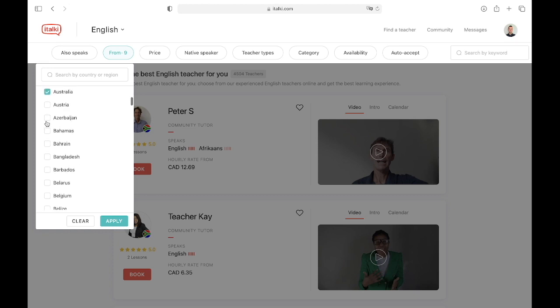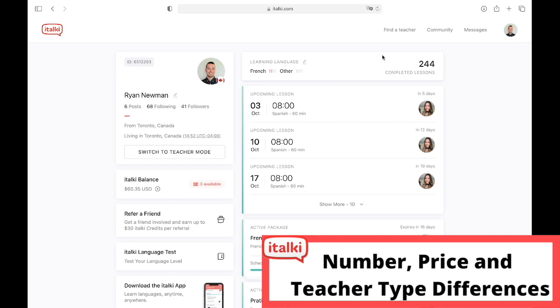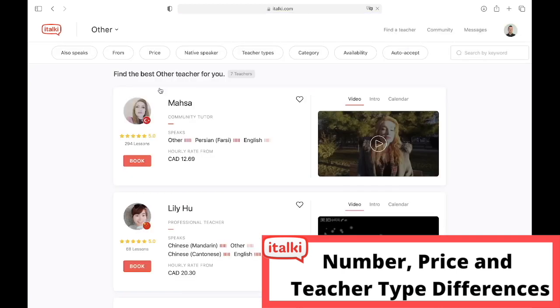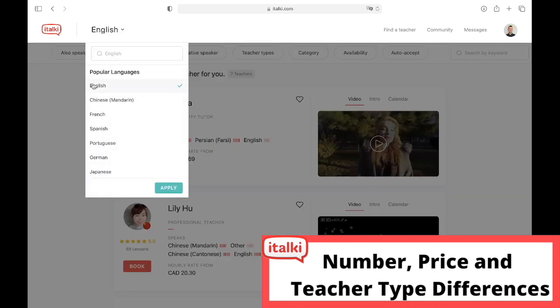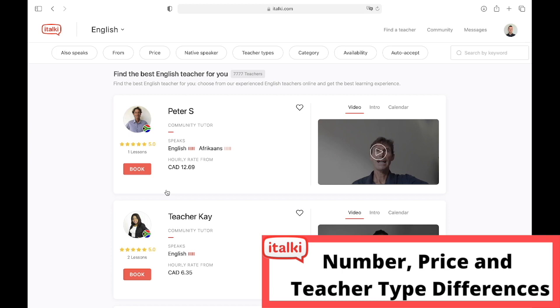Have a look at, for example, the Bahamas right there. The first thing that I would like to do is to see just how common it is for non-native speakers to teach on iTalki. So let's head on over here and pretend that I'm looking for English lessons. All right, great. So we see that there are 7,777 teachers. Okay, great.